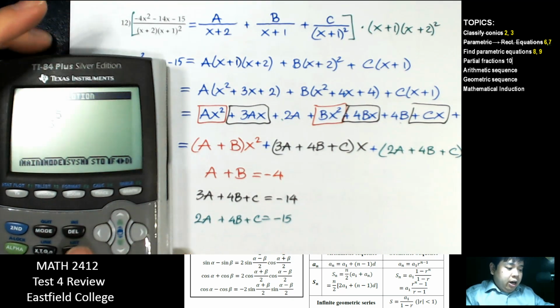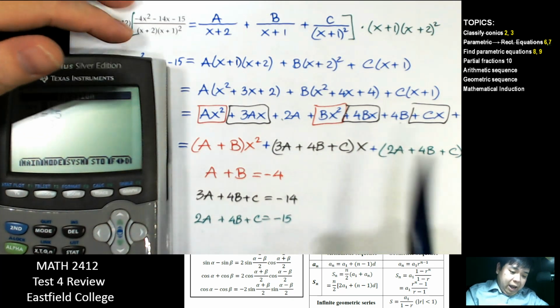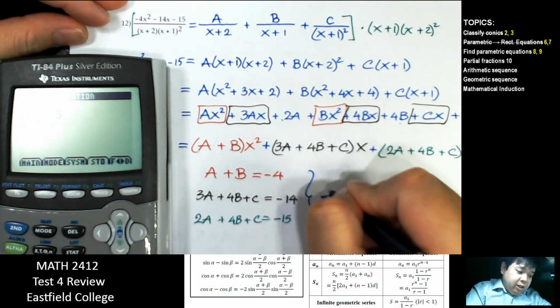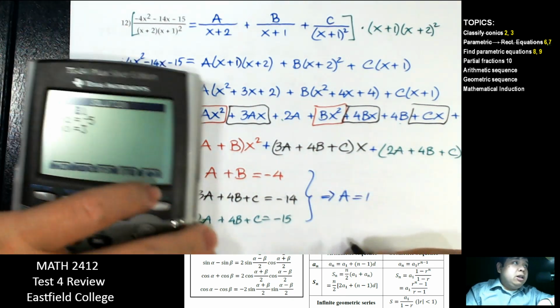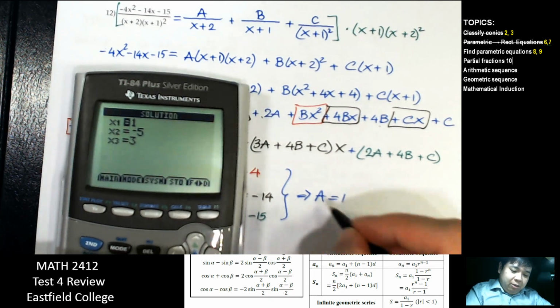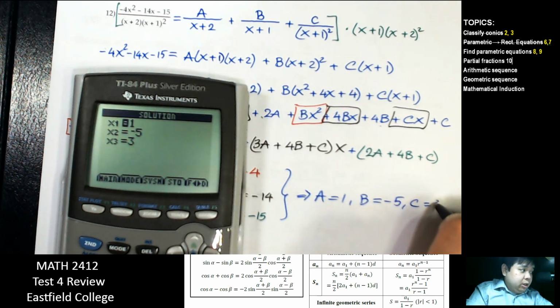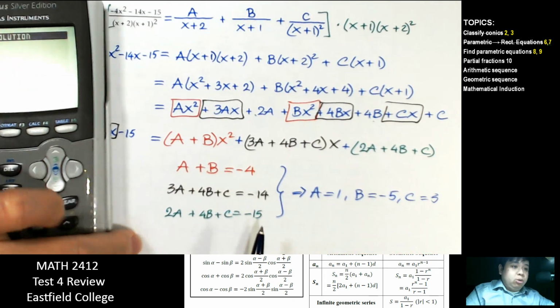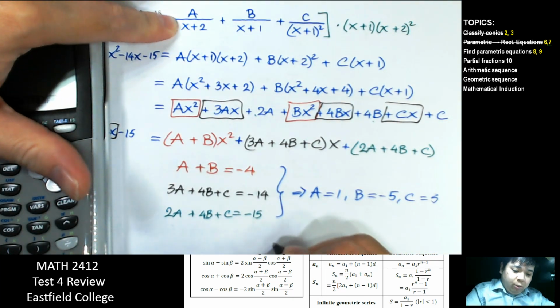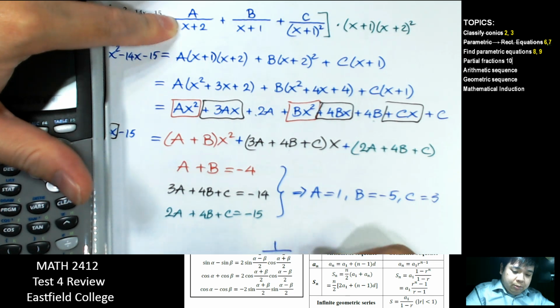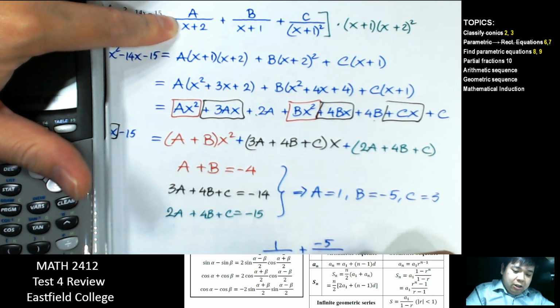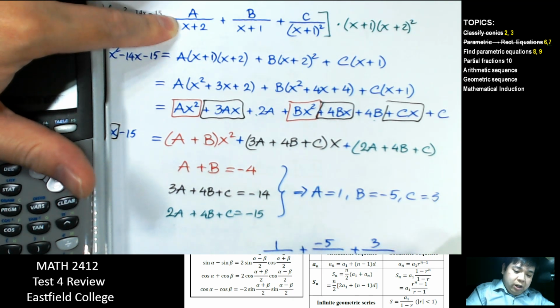A is 1, B is negative 5, and C is 3. So put it back into the original equation. We have 1 over x plus 2, negative 5 over x plus 1, and 3 over (x plus 1) squared.